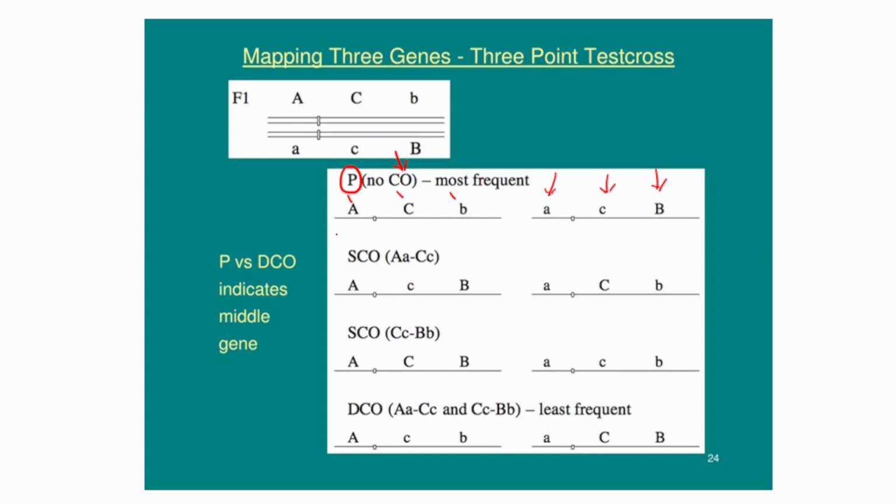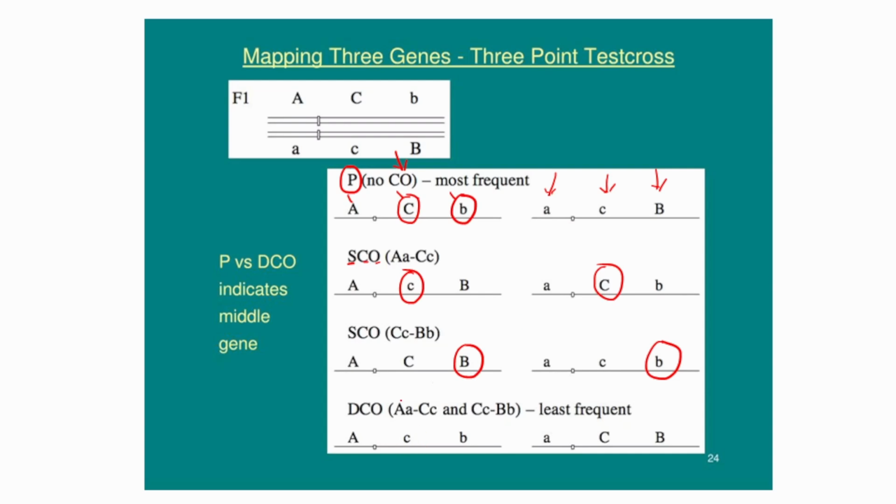The second list is single crossover. The capital C is swapped with small c. Another possibility is again single crossover, but this time small b is replaced by capital B, and that small b has come to this side. And finally we see double crossover, where two letters have changed. C has become small c.